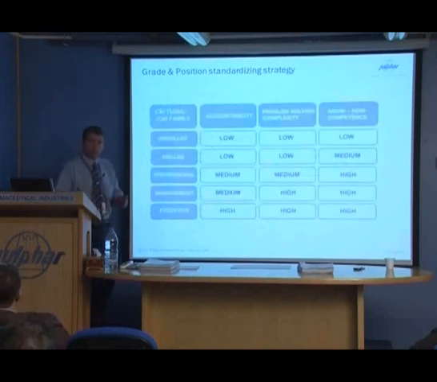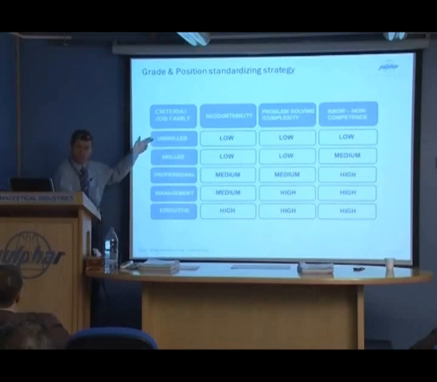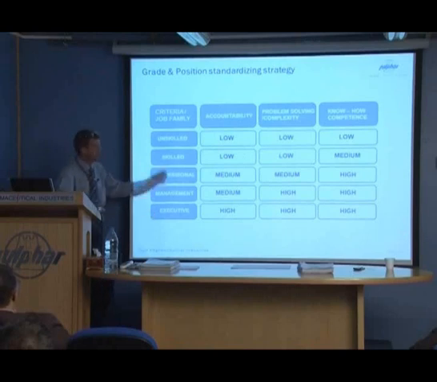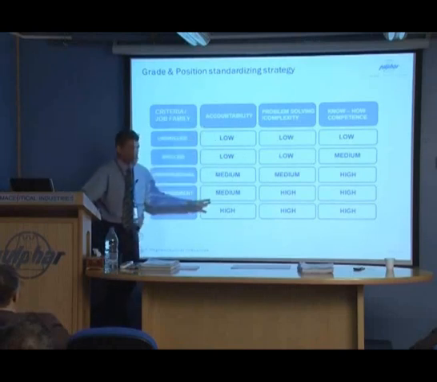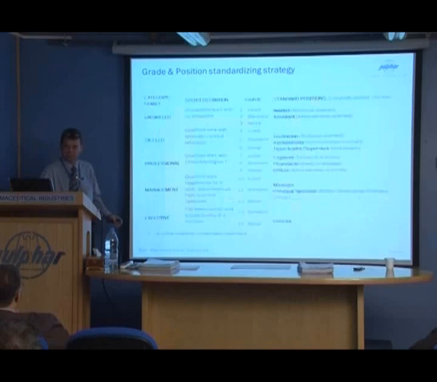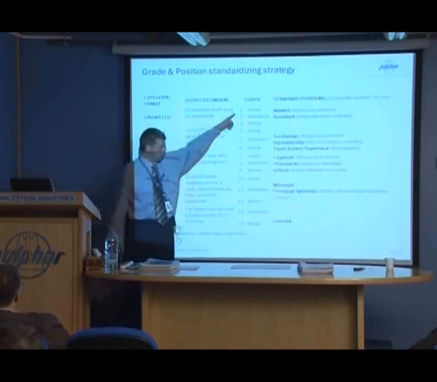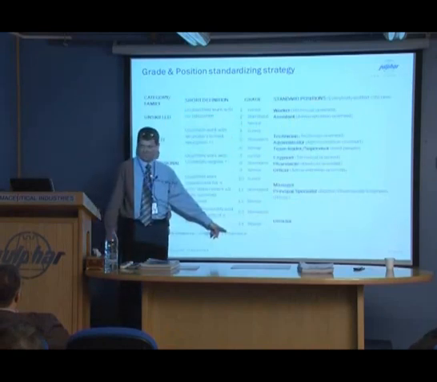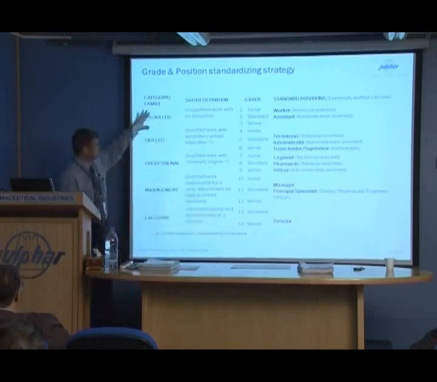Now, we will have 5 different levels of positions. We have unskilled, skilled, professional, management, and executives. The 5 criteria apply approximately like this, to get an idea. Let's check what's behind the levels, because for each level there are some grades. And in our case, we will have 14 grades on these 5 levels.